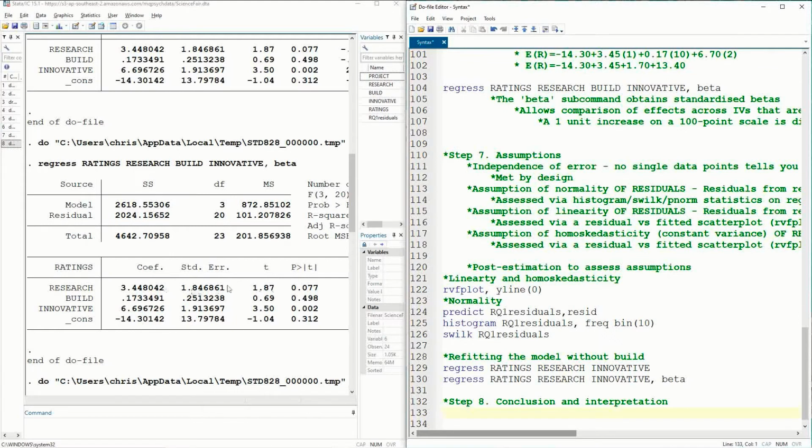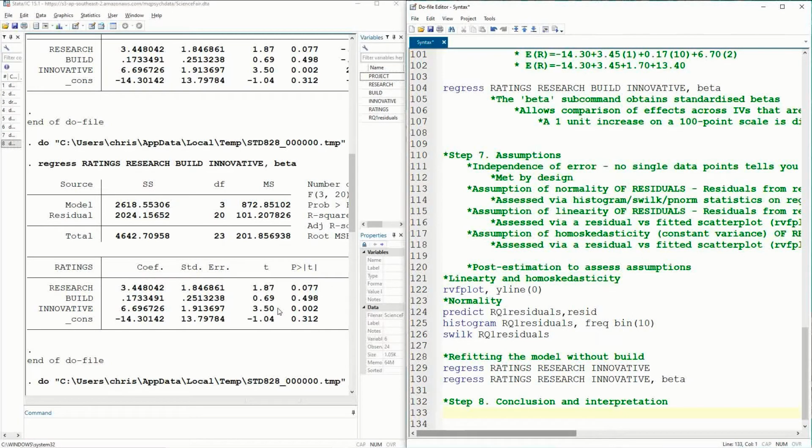So you'd say the chance of obtaining a t of 1.87 on 20 degrees of freedom, if the null hypothesis is true, is 7.7% of a chance, sorry. And this is greater than our definition of sufficiently unlikely, which is 5%, therefore it's a non-significant result. Further, building has a t of this, further, innovativeness has a t of this, and go through and interpret all three. Then give your real-world explanation.